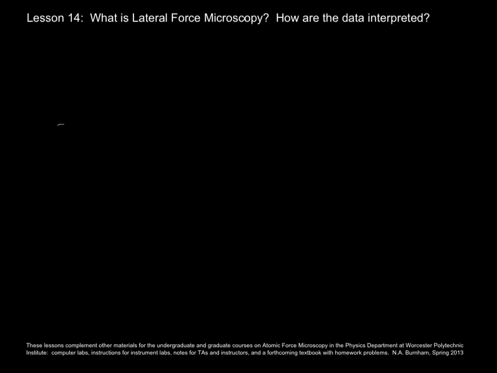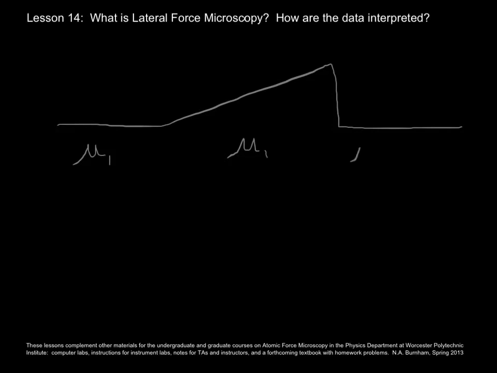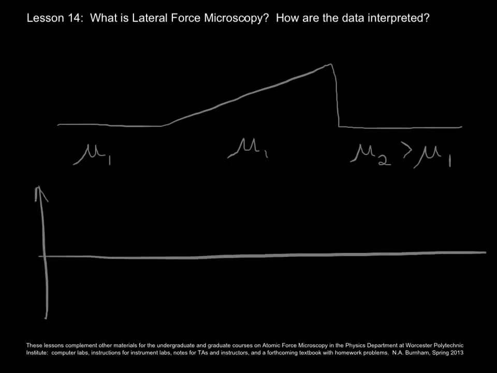What would a friction loop of a sample that has topography like this look like? A flat spot with friction coefficient mu1, a slope with friction coefficient mu1, and then another flat spot with a friction coefficient greater than mu1. I'll draw the friction loop down here, x, and lateral voltage, and we'll line things like this.